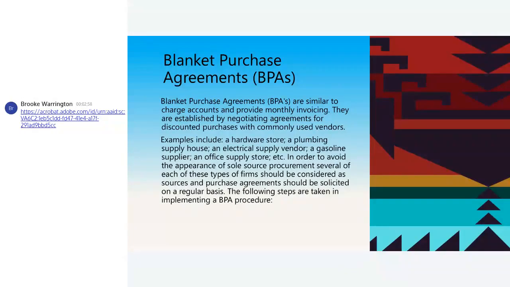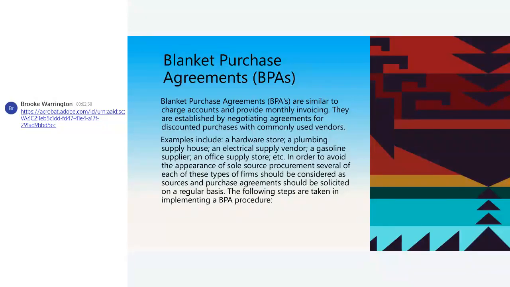A blanket purchase agreement, a BPA. They're similar to a charge account, and they provide for monthly invoicing. They're established by negotiating agreements for discounted purchases with commonly used vendors. Okay, so I was working out at a housing authority in California, and I recommended this, because they were still a couple hours away from a great big town, but you're going to go in and you're going to buy appliances the majority of the time from this person. Why don't you go try to negotiate a blanket purchase?